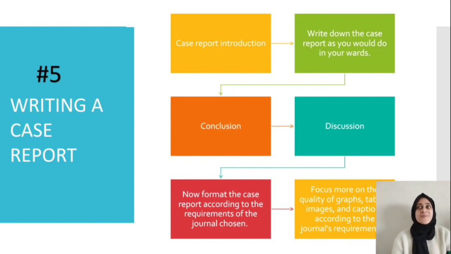Now, writing a case report is really simple. It's just like how you write down your cases in your own words. You'll start off by collecting information on a case that you find unique. And then write an outline including your case presentation, signs, symptoms, diagnosis, management, and follow-up. Once you're done with that, you can start filling in the introduction, the conclusion, and the discussion.